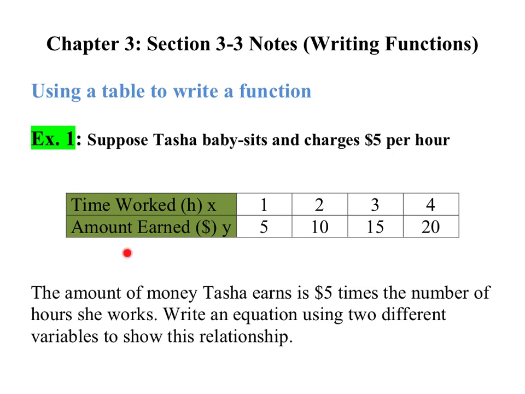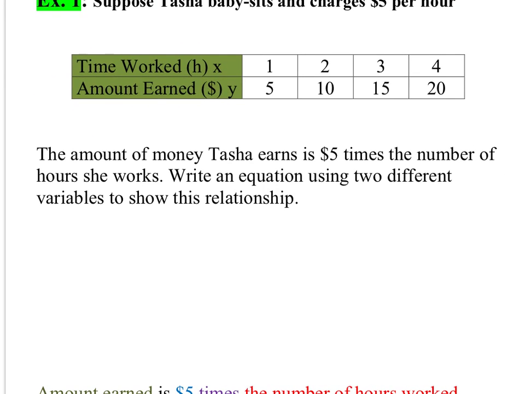So there's a table here that shows the number of hours that Tasha has worked and the amount of money that she earned. So if she works 1 hour, she gets $5. 2 hours, $10. 3 hours, $15, and 4 hours, $20. And so the amount of money Tasha earns is 5 times the number of hours she works. So for every hour that she works, 1 times $5 is 5. 2 times $5, because that's how much she earns per hour, is 10. 3 times 5 is 15. 4 times 5 is 20. So Tasha earns 5 times the number of hours she works.